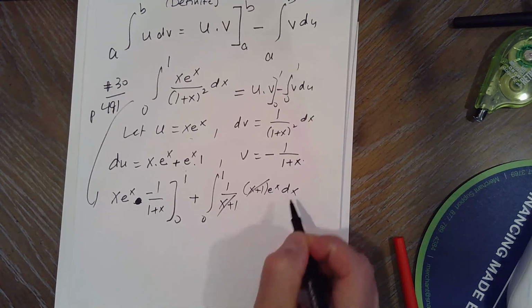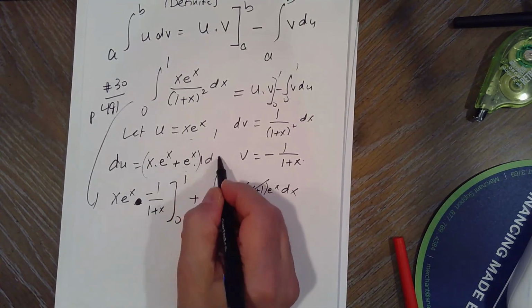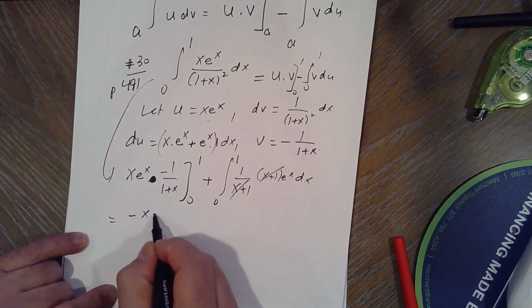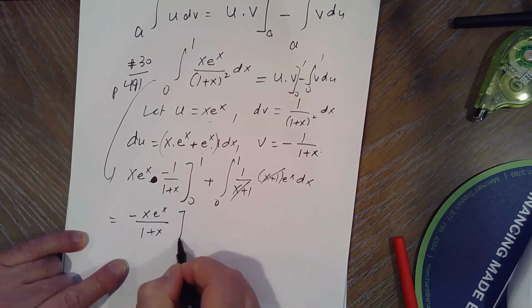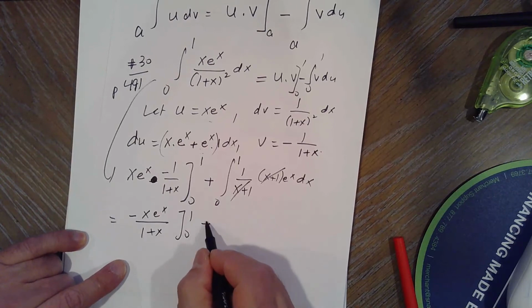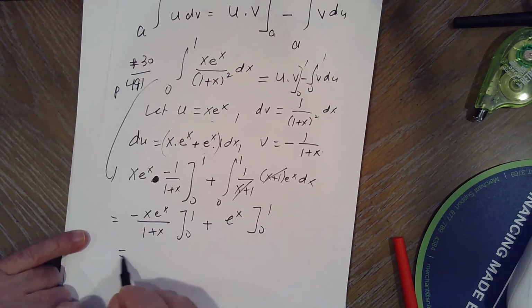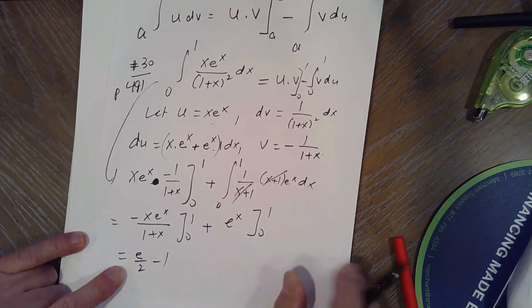This guy cancels out, and that's dx. So this is negative x e^x over 1 plus x between 0 and 1, plus e^x between 0 and 1, and this comes out to be e over 2 minus 1 if you plug it in. You need to show your work on the test, okay?